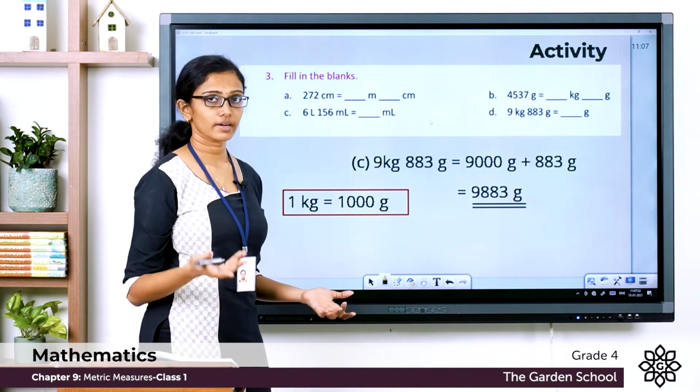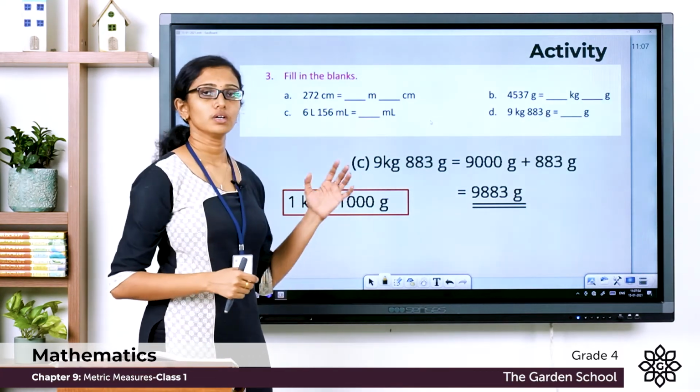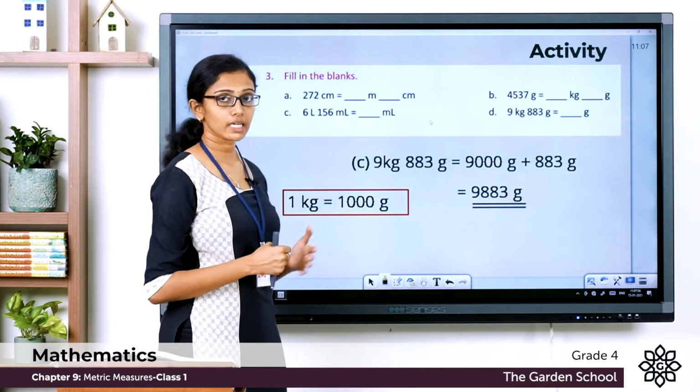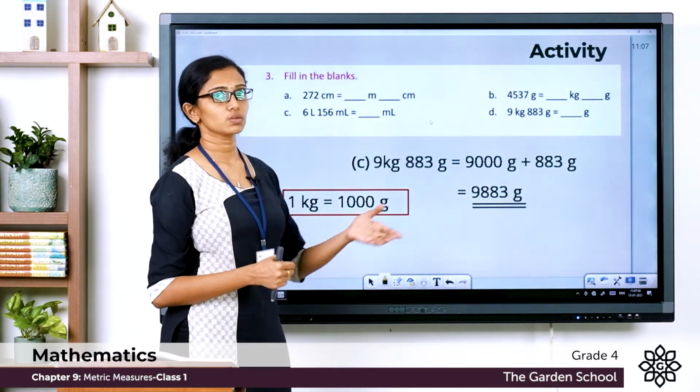So what is 1 kilogram? 1 kilogram is equal to 1000 gram. So 9 kilogram would be equal to 9000 gram.